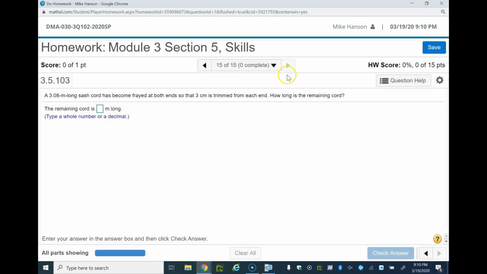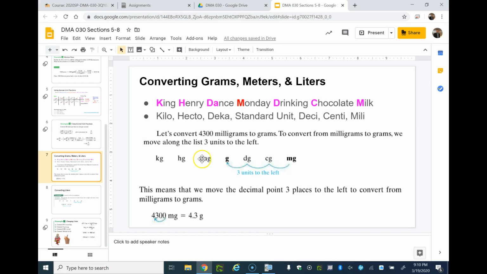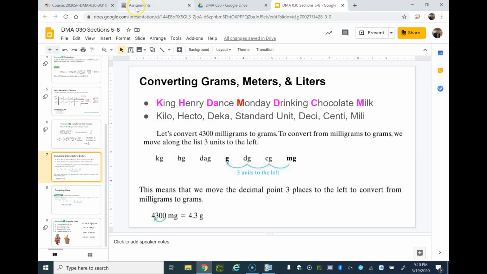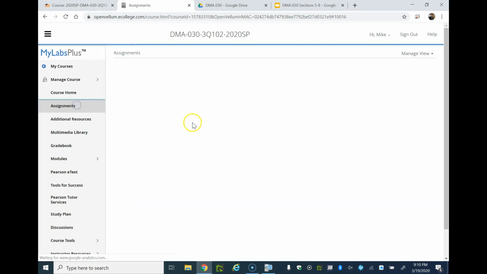So that should get you through the first part of the sections. Now let me show you also how this all relates together. That was section 5. I'm actually going to jump to section 6.